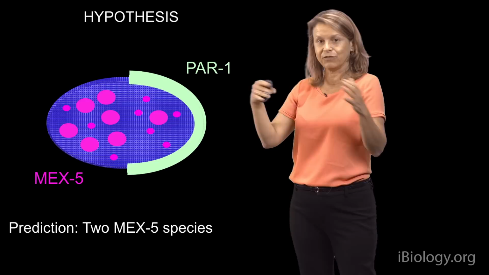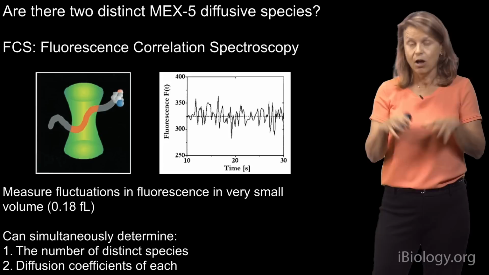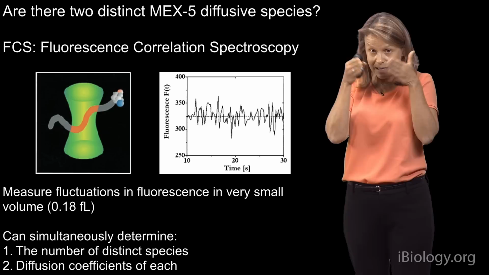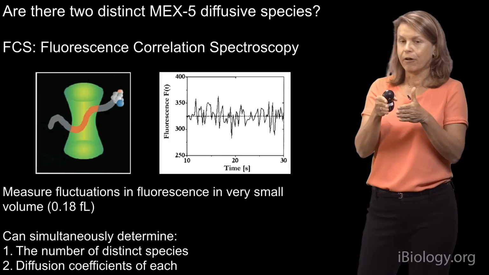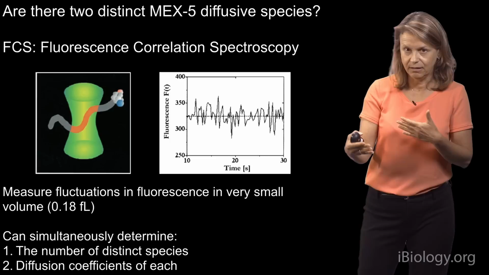Okay, and so for this, Eric turned to a different technology called fluorescence correlation spectroscopy, which is a microscopy technology that allows you to monitor the diffusion rate of individual molecules in small volumes of cytoplasm that you can sample with your microscope. Okay, and so by following the fluctuation in fluorescence in this small volume, you can, using mathematics, deduce what kind of molecules are traversing this small volume and how many different species are there and how fast are they diffusing.